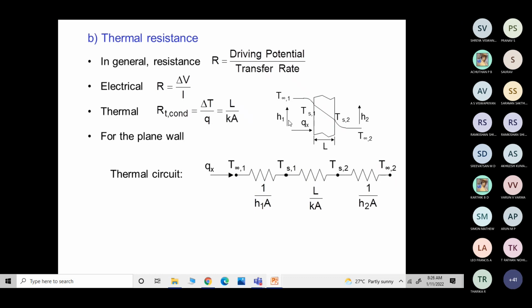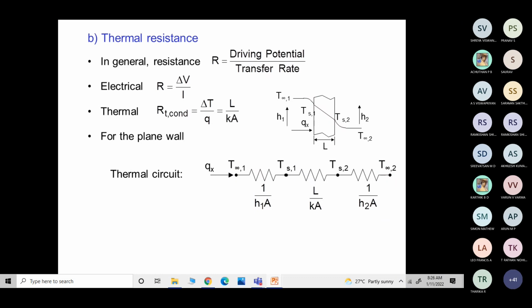First, the inside fluid, assuming water is the inner fluid, will have one convective heat transfer coefficient, and the outside fluid, air, will have another convective heat transfer coefficient. And we will have the thermal conductivity of the material, which leads to thermal resistance, conductive resistance. So 1 by H1 into A is convective resistance, L by K is conductive resistance, and 1 by H2 A is convective resistance again.